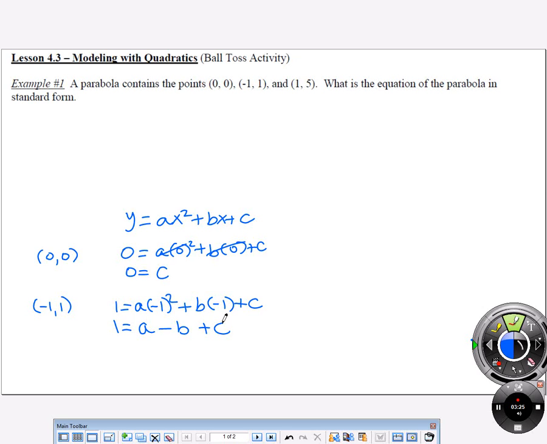I have a third point, which means I can build a third equation. So the third point is the point 1, 5, which means y is 5 when x is 1. So again, I'm going to plug those values in and simplify the equation that I have. So I have 5 equals A plus B plus C.